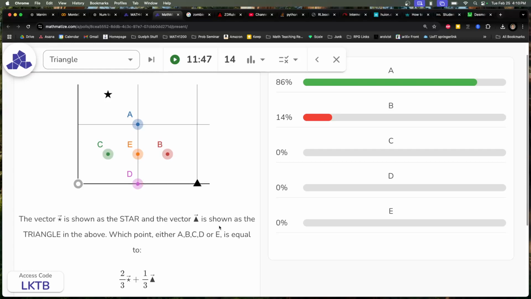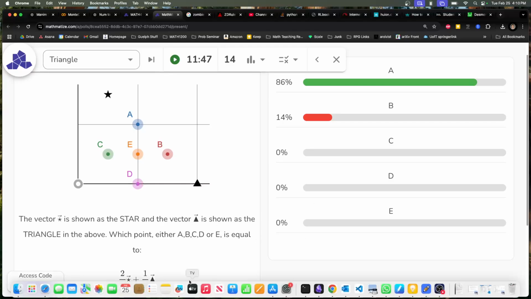Why do we care about convex combinations? Because we are doing averages of things, and averages are a special type of convex combination.